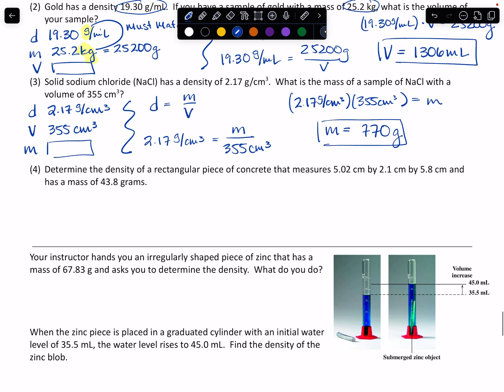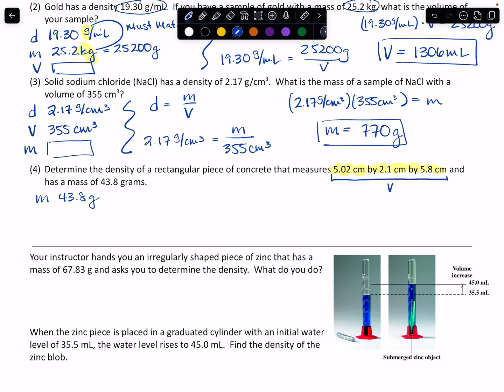All right, up next, determine the density of a rectangular piece of concrete that measures 5.02 centimeters by 2.1 centimeters by 5.8 centimeters and has a mass of 43.8 grams. So we have a mass of 43.8 grams. Now, we've been given the dimensions of this rectangular piece of concrete, so we're going to use those dimensions to calculate the volume of that object.